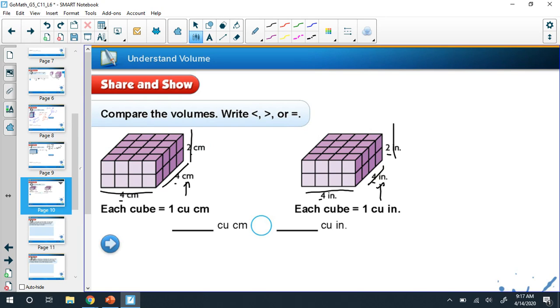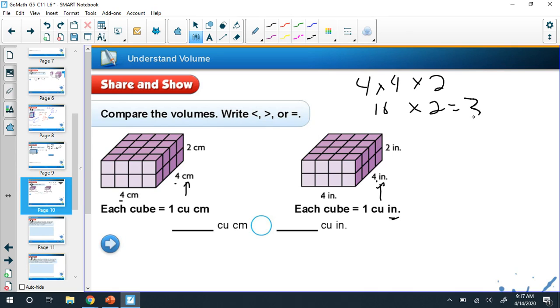we don't really have to do the math to figure out that the one that is made up of inches is going to be larger, because cubic inches are going to be bigger than cubic centimeters. So 4 times 4, length times width, is 16. We're going to multiply that by its height of 2, and 16 times 2 is 32. So they both are 32 cubic units.